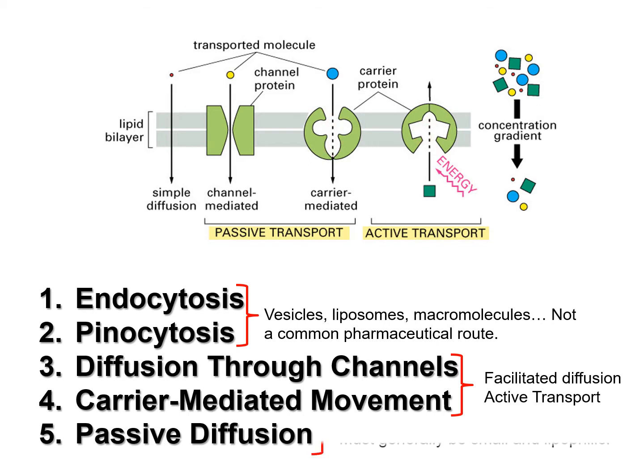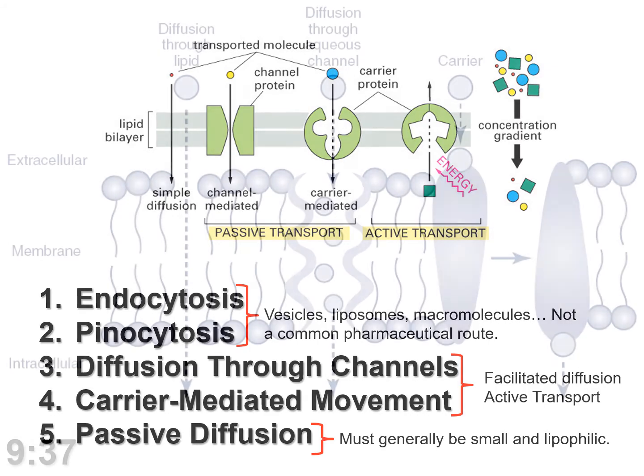Then plain old passive diffusion, you pretty much need to be pretty small. You can't be a peptide type thing, like for instance insulin would never do this, or peptide hormone type things. And it has to be lipophilic. It has to be something that is able to get through that hydrophobic interior of a plasma membrane.